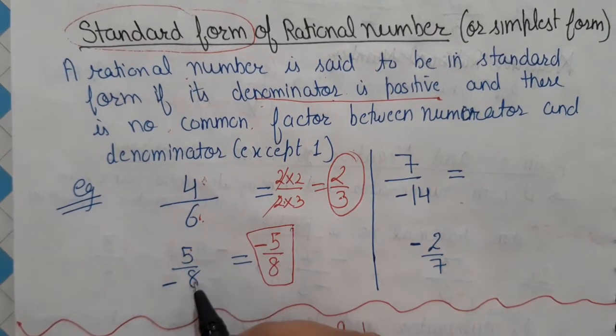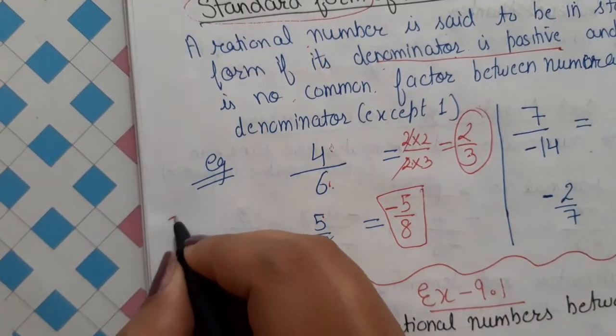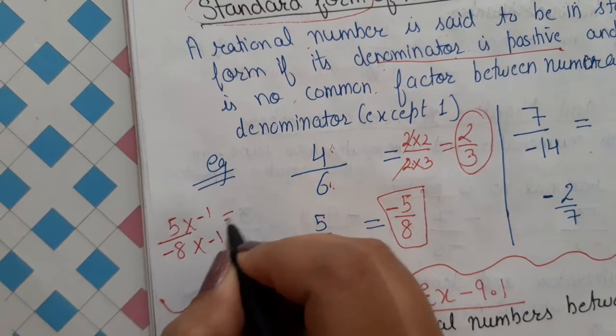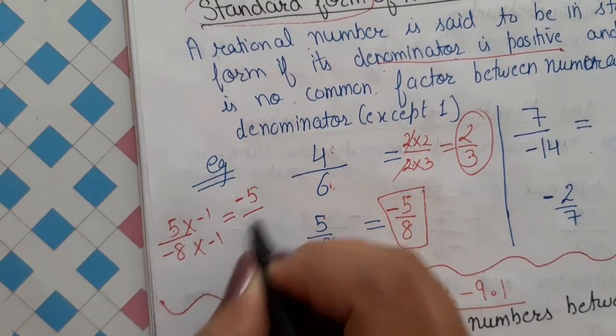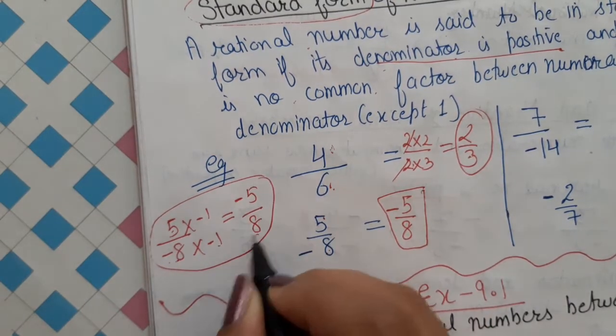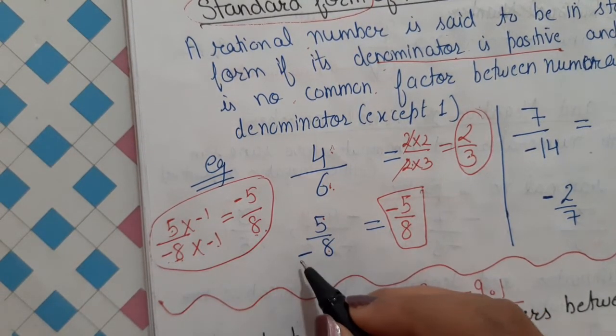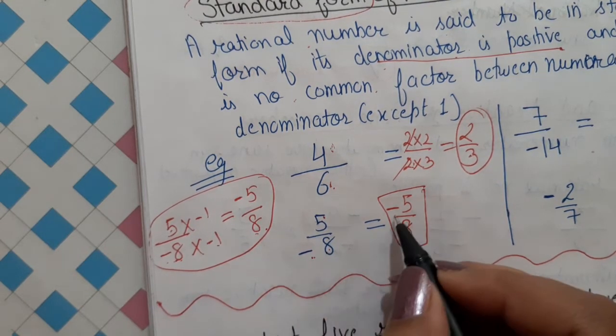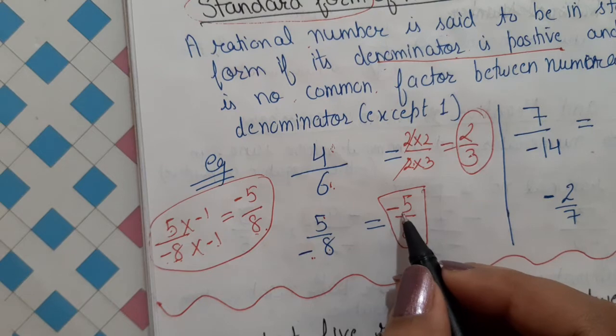Now how does 5 upon minus 8 become minus 5 upon 8? Because of equivalent fractions. 5 upon minus 8, if you multiply both of them by minus 1, you will get minus 5 and 8 ones are 8, minus minus plus. So these are equivalent fractions. So you can change the sign. If the negative sign is with the denominator, you can put the negative sign with the numerator.